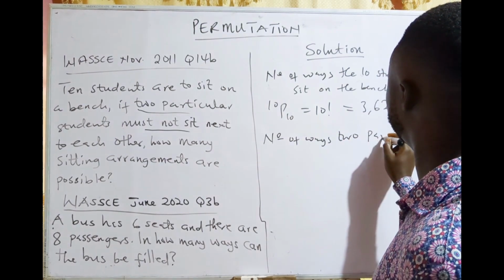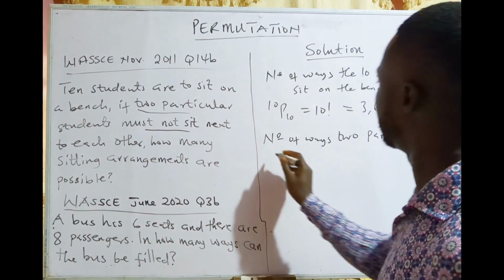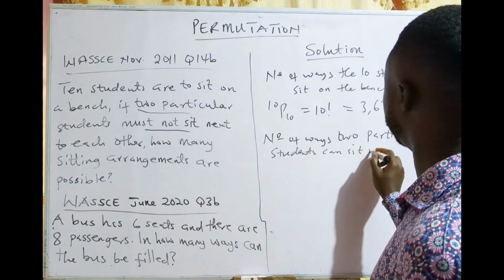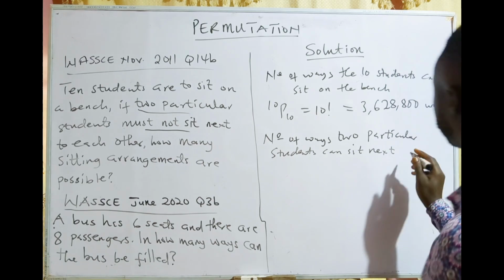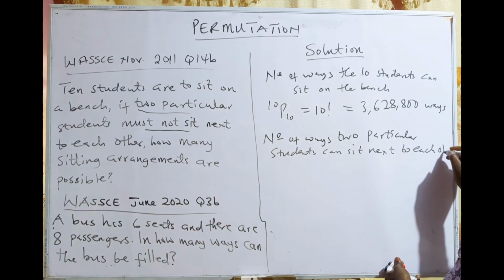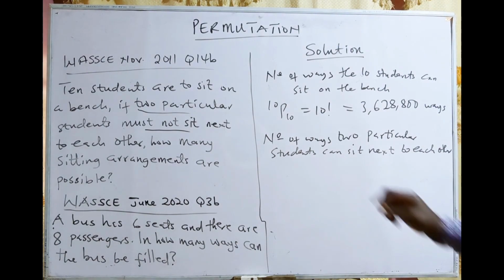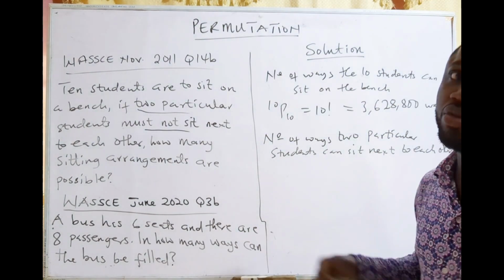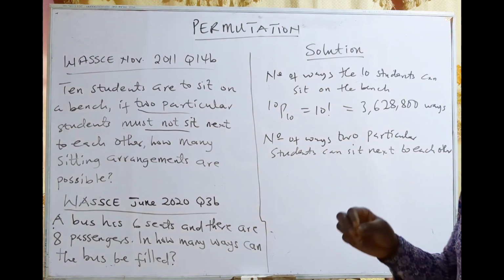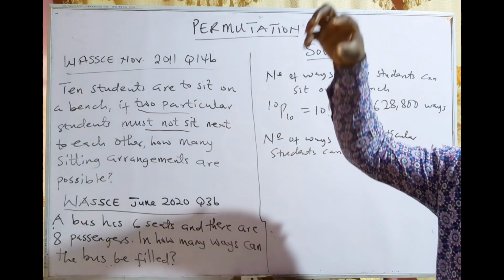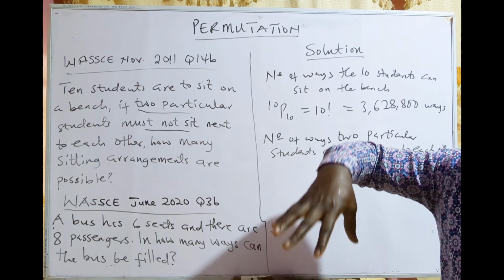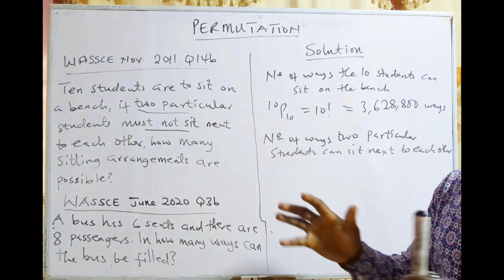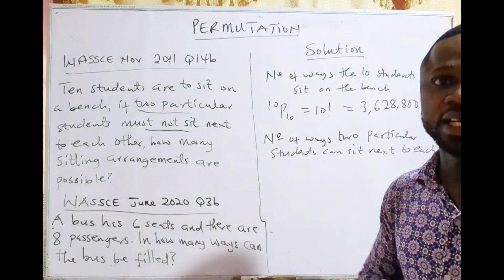So number of ways two particular students can sit next to each other. All right, so there are two particular students who have to sit next to each other. It means that in the arrangement, these two particular students will be at a particular place, so they are always moving together in the sitting arrangement.